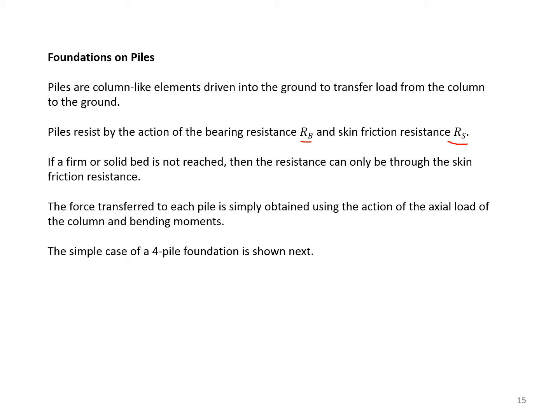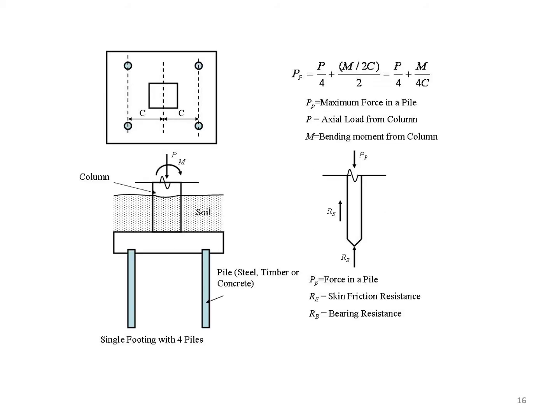The simple case of a 4-pile foundation is shown next. Here is a simple case of a 4-pile foundation. In the figure at the upper left, you will see the plan of a single footing which is resting on 4 piles. So this is one of the piles and there are 4 of them, and here is the column. The distance of each pile from the center of the footing is C. In the lower figure, you will see the cross section. Here is the foundation and the piles. The piles could be steel, timber, or concrete.